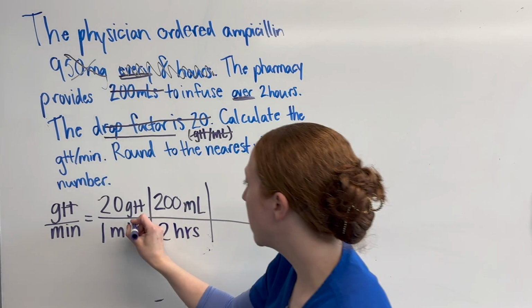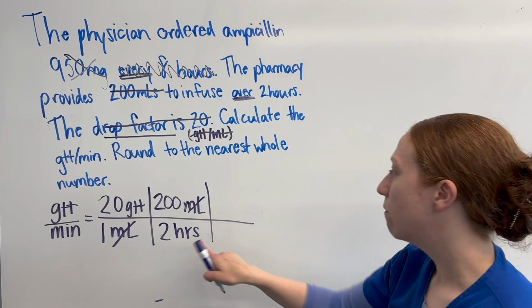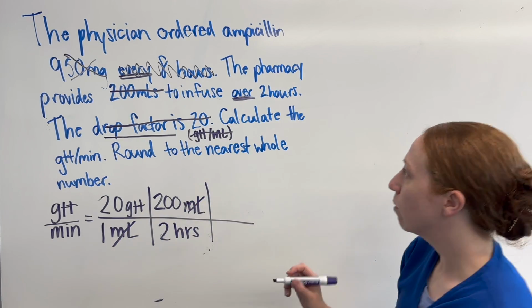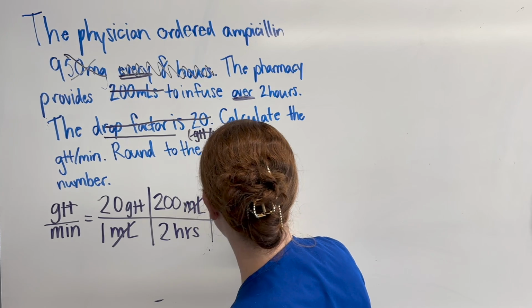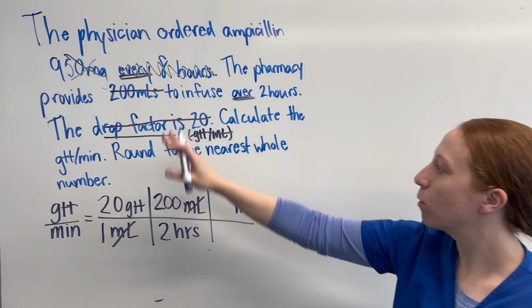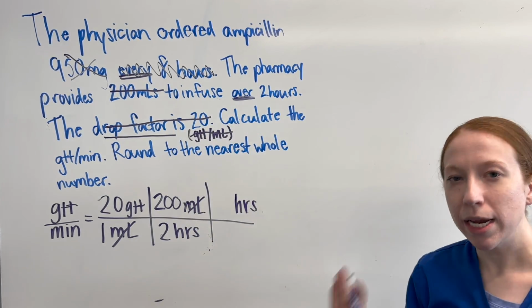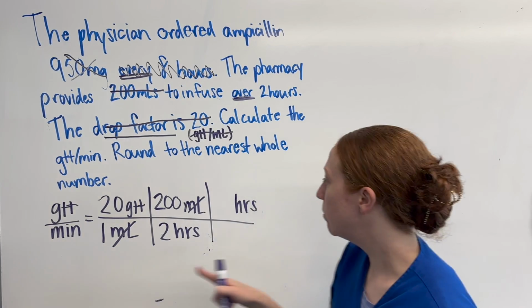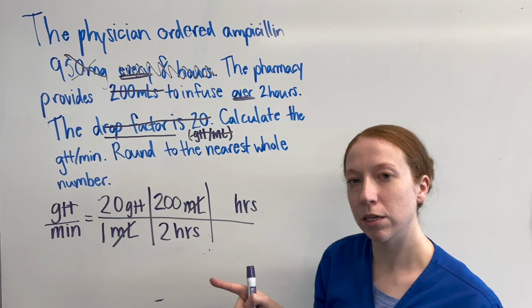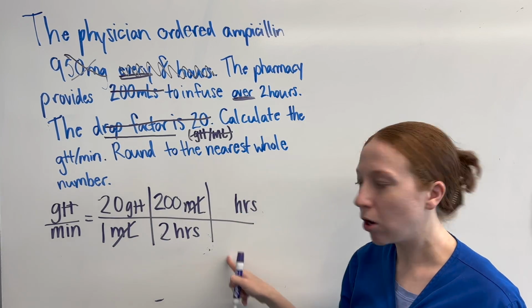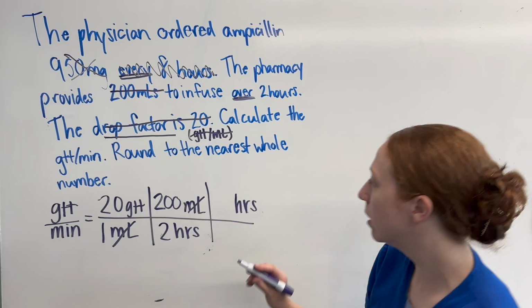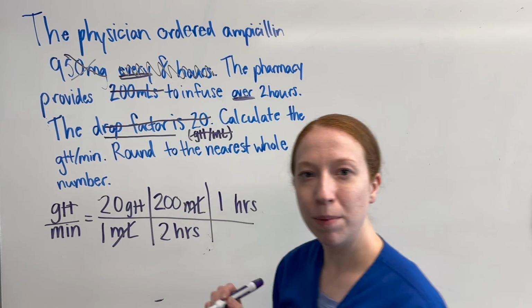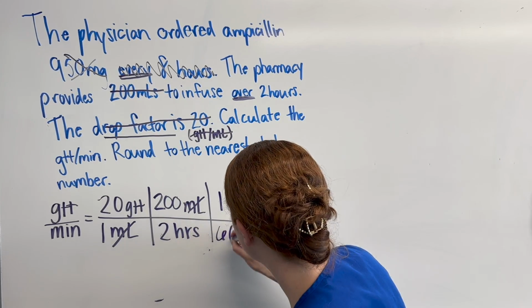Okay, so my mLs cancel. I have hours on the bottom. I need hours on the top. I don't have any more hours in my problem, but I know I need to finish with minutes on the bottom. So this is where I can use a conversion to finish. How many minutes are in 1 hour? So 1 hour on top and 60 minutes on the bottom.